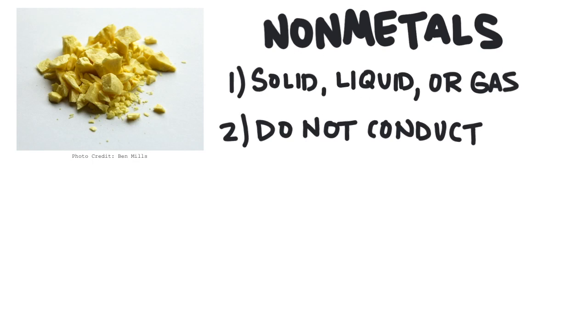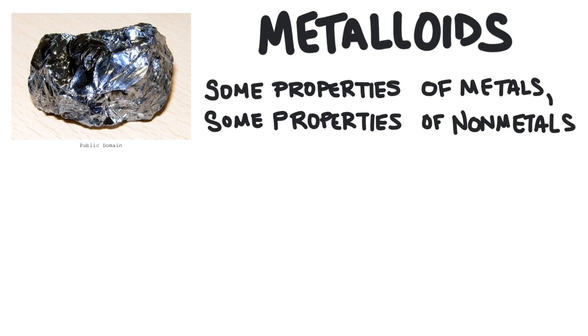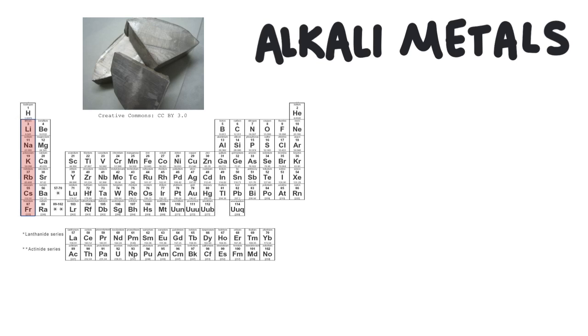Nonmetals have a wide range of properties. Some are solids, others are liquids, and some are gases. In general, nonmetals do not conduct electricity. Metalloids are elements that have some properties of metals and some properties of nonmetals. Now let's take a look at some of the chemical families.